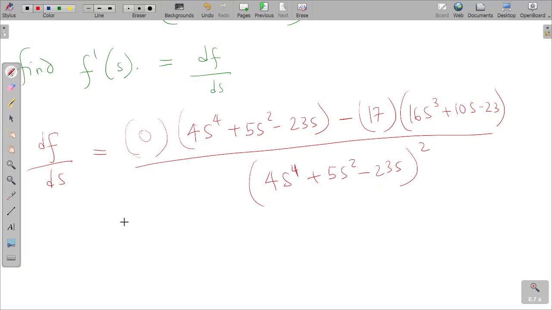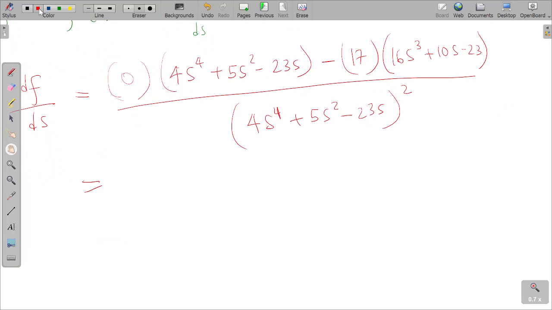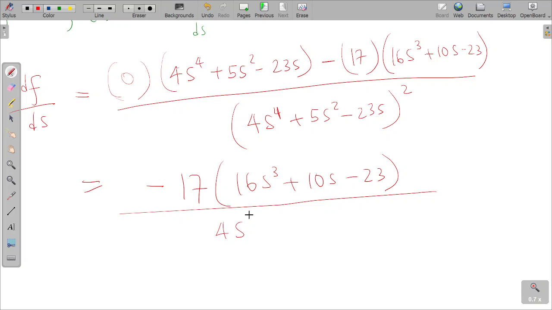Okay, that is it. This becomes 0. So we are going to be having minus 17 into (16s³ + 10s − 23), then all over (4s⁴ + 5s² − 23s) all squared. Okay, that is the answer. Of course, you may simplify further if they want you to do so, but I think you can just leave it like this. Okay, all right, that's fine.